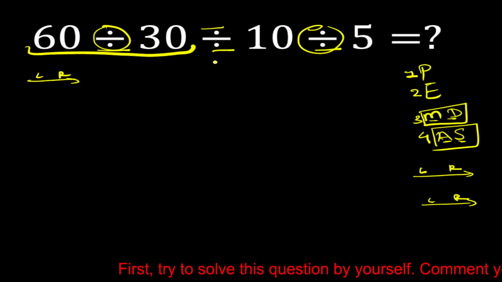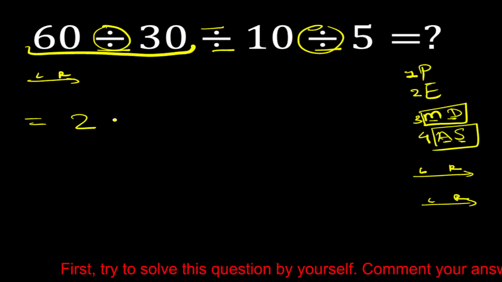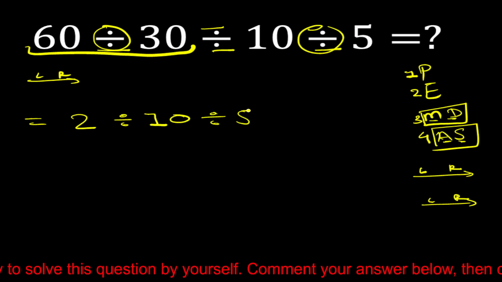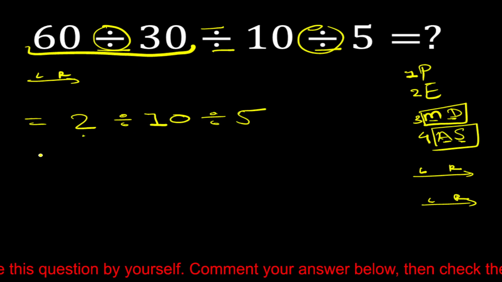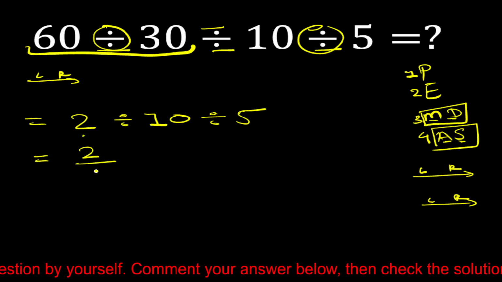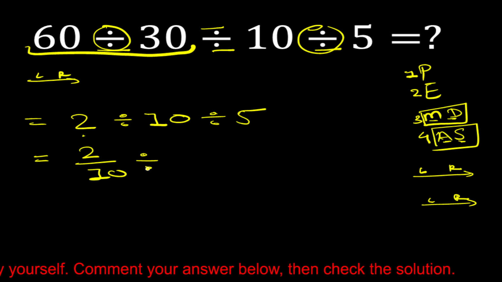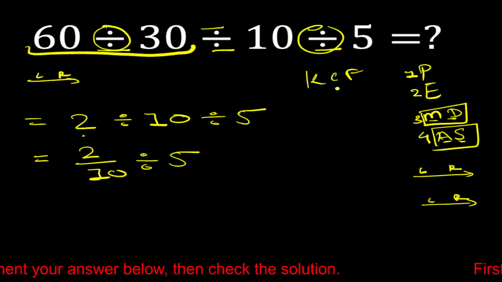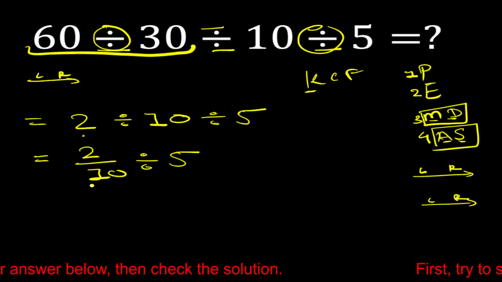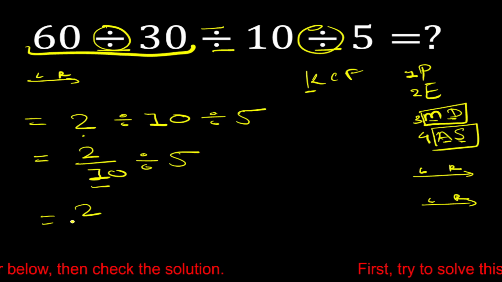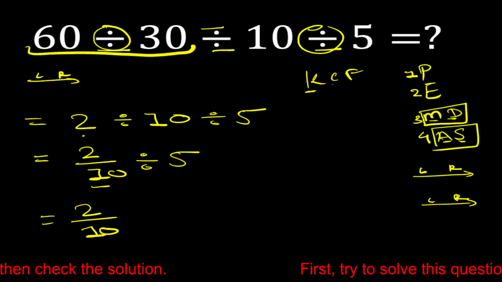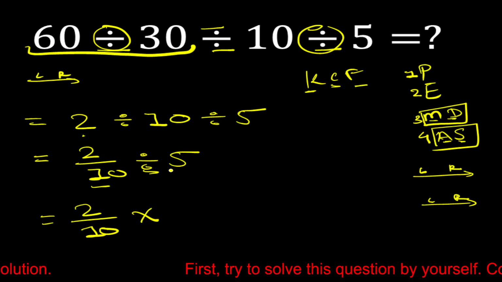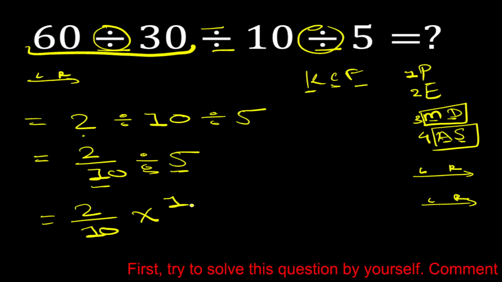So 60 divided by 30 is equal to 2 divide 10 divide 5, okay? Now 2 divided by 10 can be written as 2 upon 10 divide 5, okay? Now according to KCF rule, K means keep this first fraction as it is same, 2 upon 10. Okay, C means change this sign from division to multiplication, and F means flip this last fraction, 5 is equal to 1 upon 5.